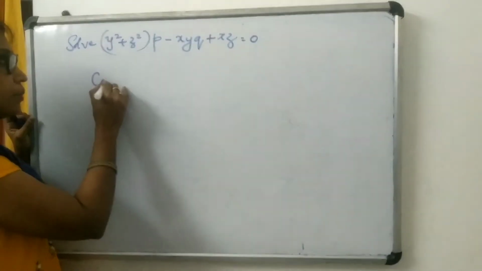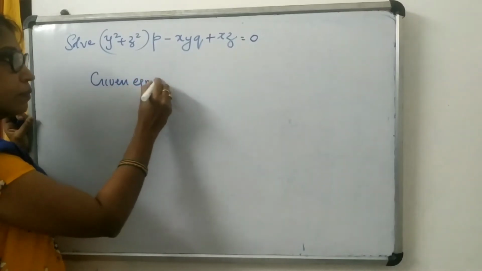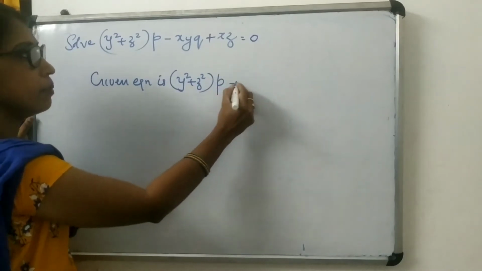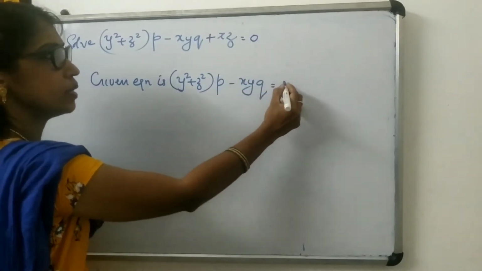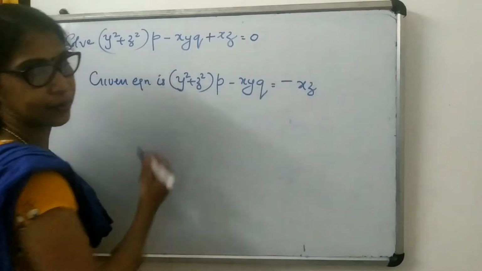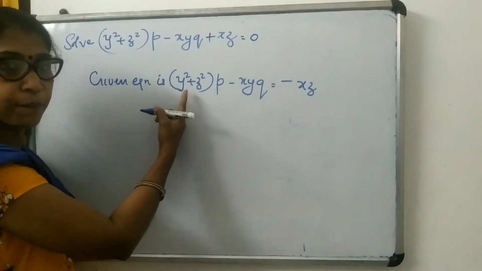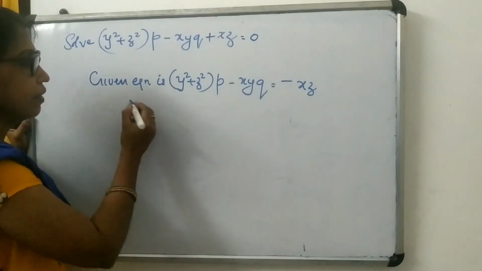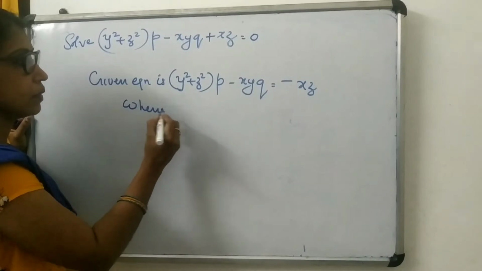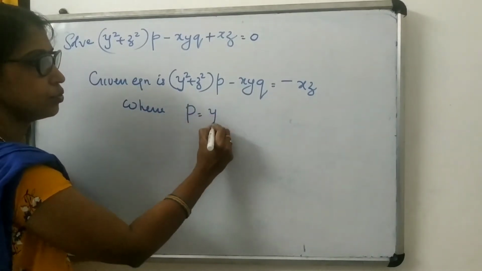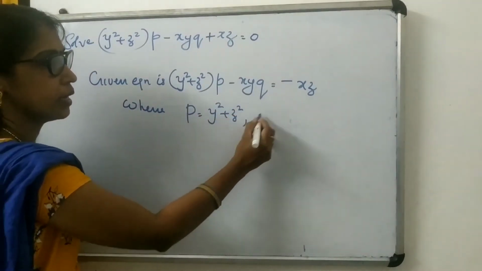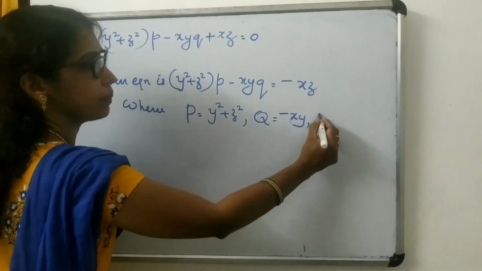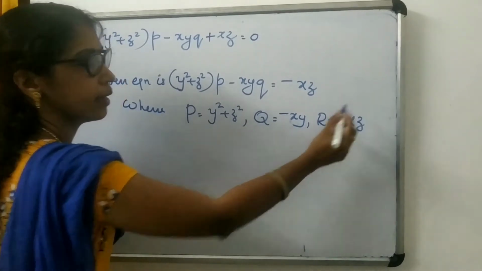So the given equation is (y² + z²)p − xyq = −xz. Okay, now this is of the form Pp + Qq = R, where capital P is equal to y² + z², capital Q is equal to −xy, and capital R is equal to −xz.